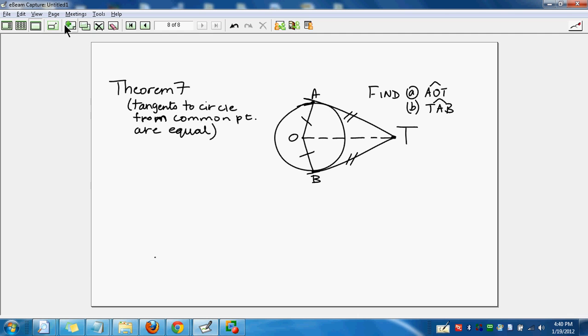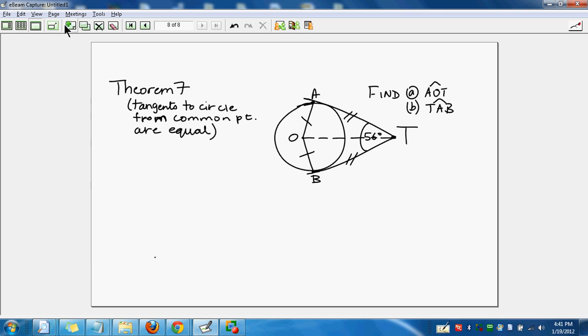Now we have a question that says TA and TB are tangents to a circle center O, and AB is a chord. They want us to calculate AOT and TAB. Now the angle here is given as 56 degrees. Right? That's 56 degrees, first of all. And if we look at the shape OATB, that is a kite.